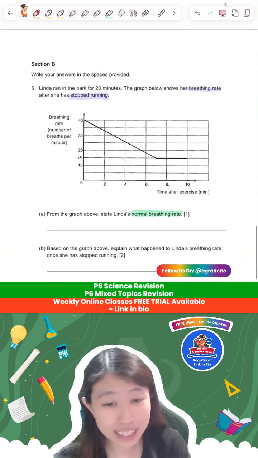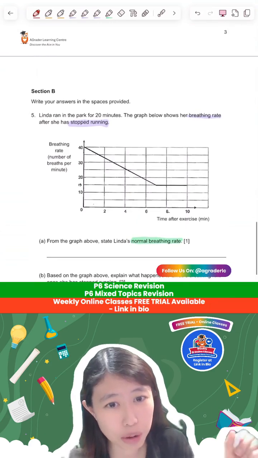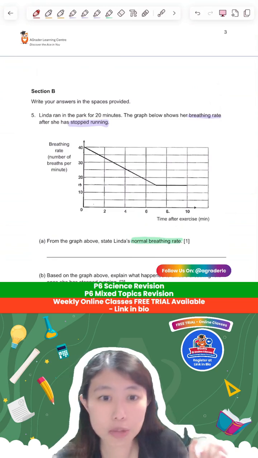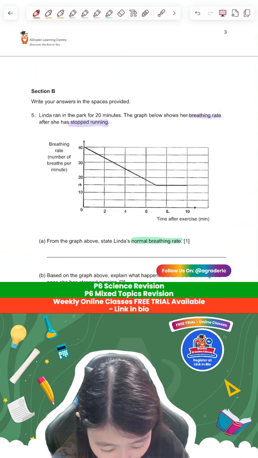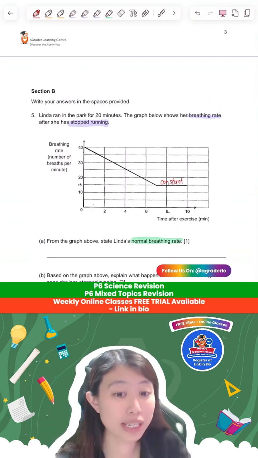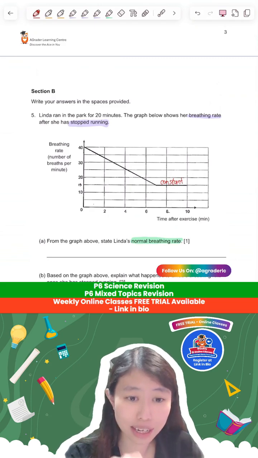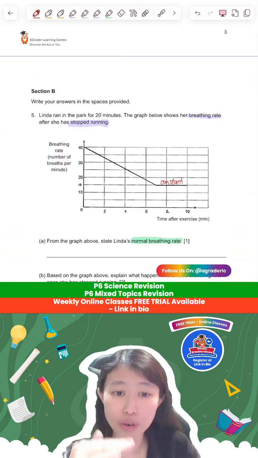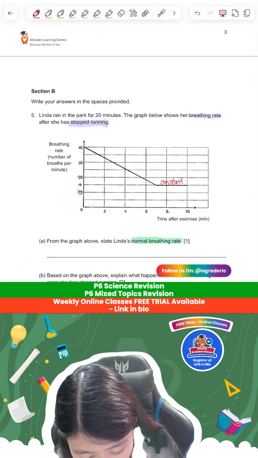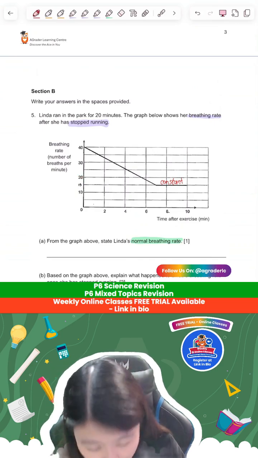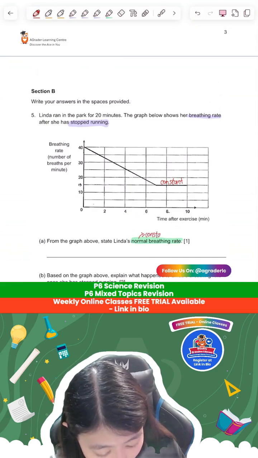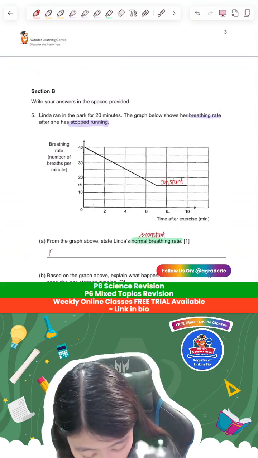So the correct answer: thank you for all your answers. Those of you who sent in 15 breaths per minute, you got it correct. So why 15 breaths per minute? It is because it stays constant here. When it stays constant, it means it has reached the resting rate, the breathing rate at rest. At rest basically means normal breathing rate, so it's in between 10 and 20, and it would be 15. Anyway, they have written it there for you. So take note: to find normal breathing rate, find the part that remains constant. So it is actually 15 breaths per minute.